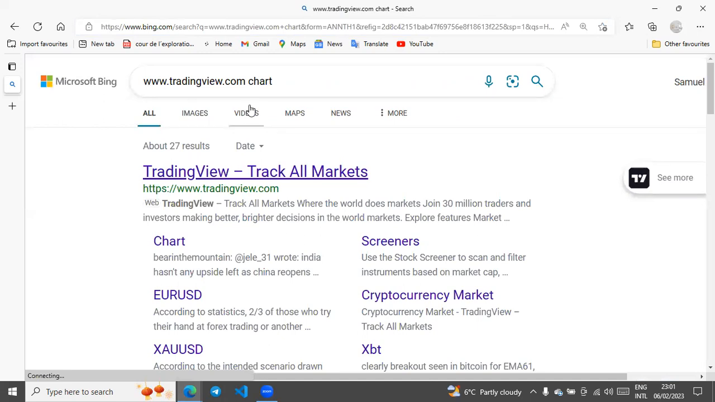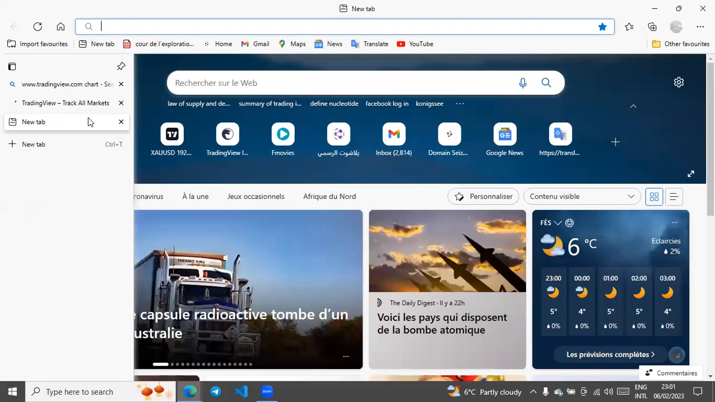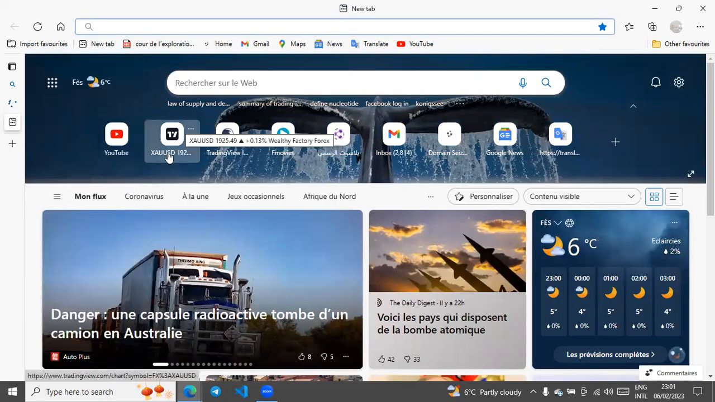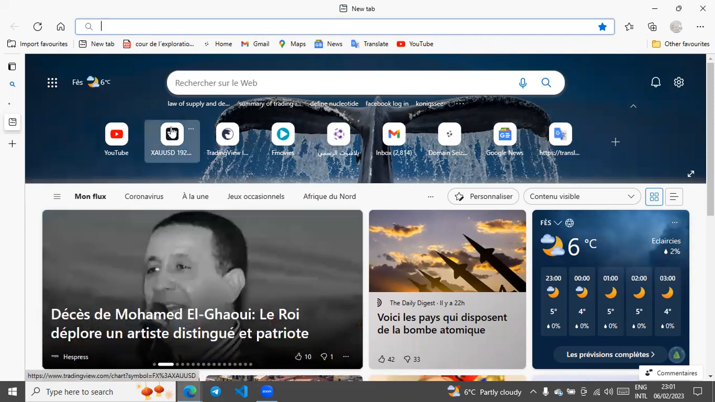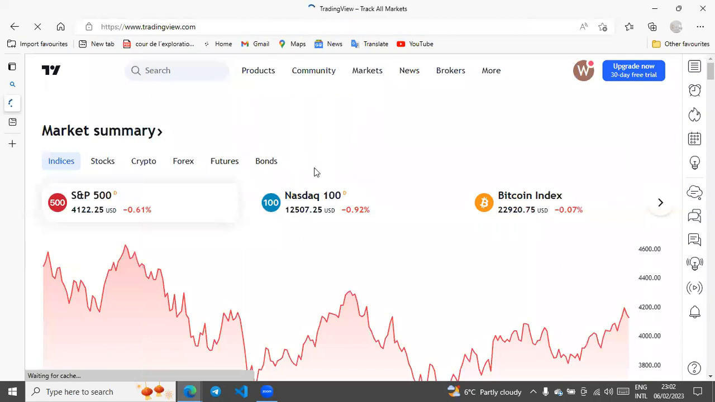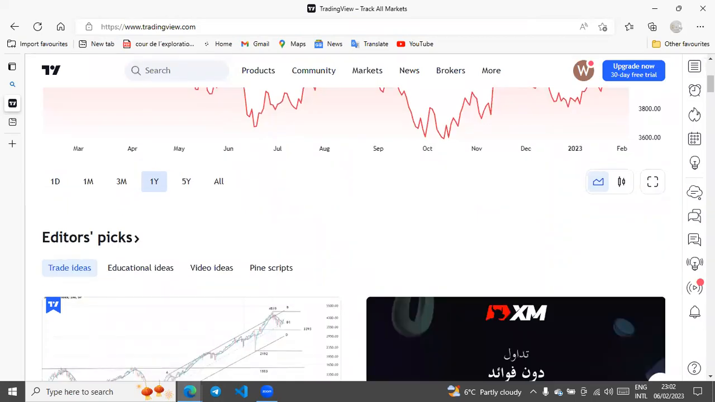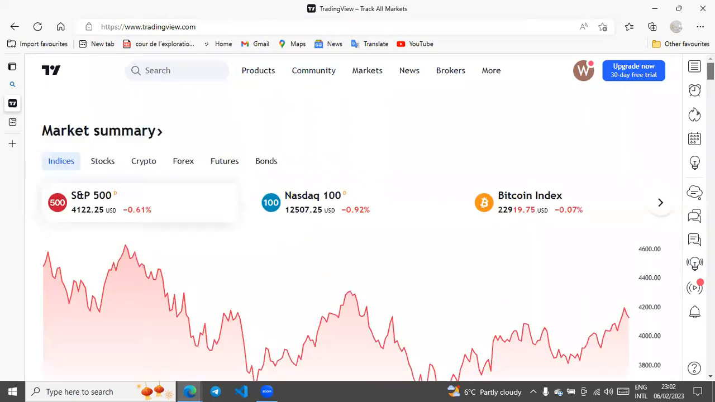If I want, I can just come here, add a new tab, and there's this icon here. The icon for TradingView looks like this. I can just click it and it will take me directly to my TradingView. When you open your TradingView, you need to sign in, which is not something very difficult. They are going to guide you with the steps as you sign in.